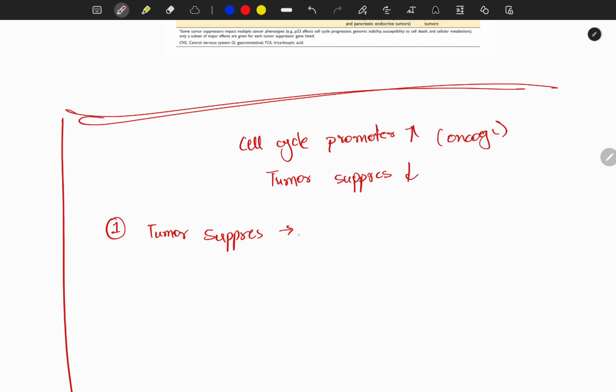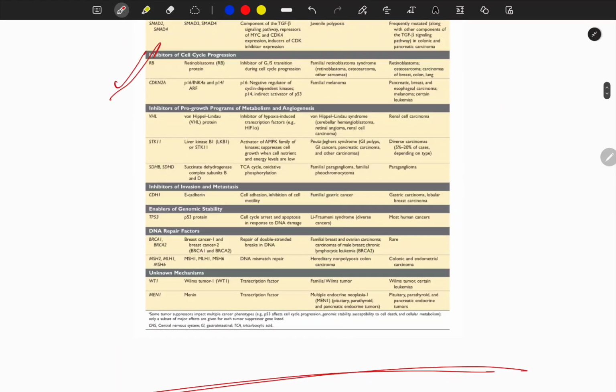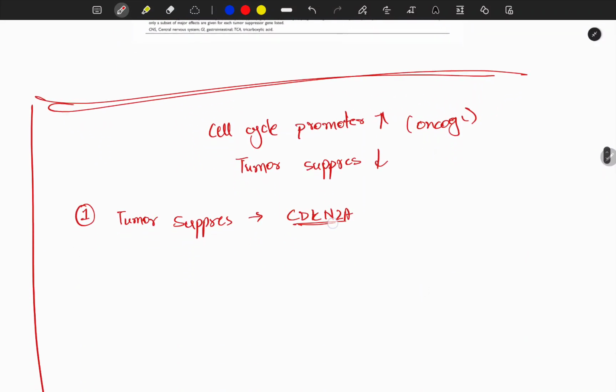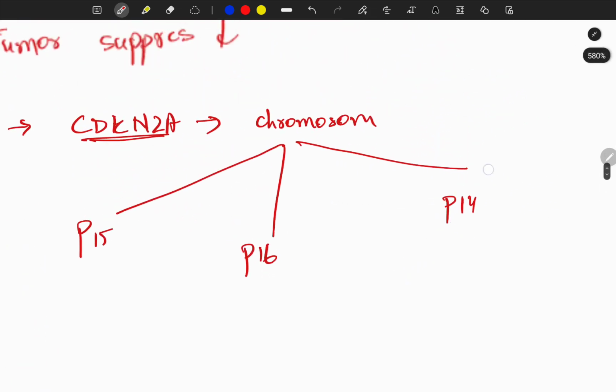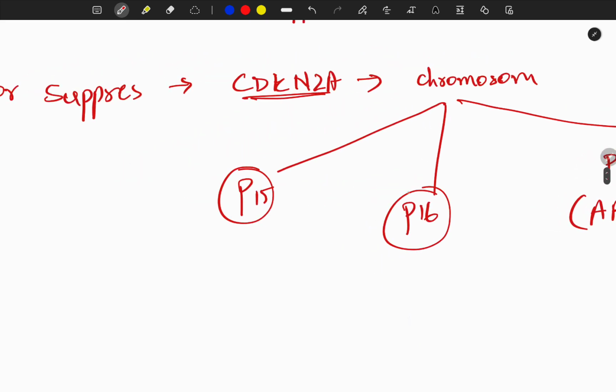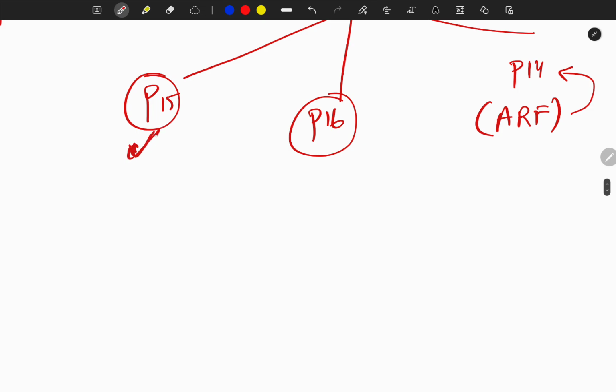And that's your CDKN2A. So what is CDKN2A? It's a locus. What is a locus? You know, right? A locus is a position on a chromosome. I don't know which chromosome. It is a locus which gives three types of gene products: P15, P16, and P14. Now you'll ask why I didn't write 14, 15, 16, because in a book, P14 is given as ARF, but P14 ARF is also called P14.